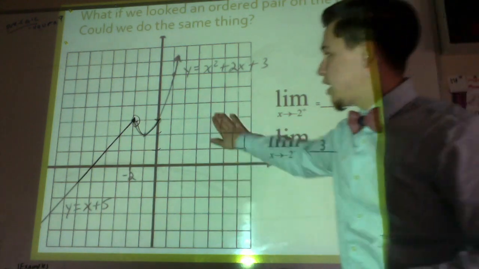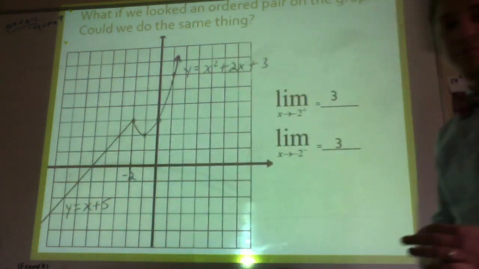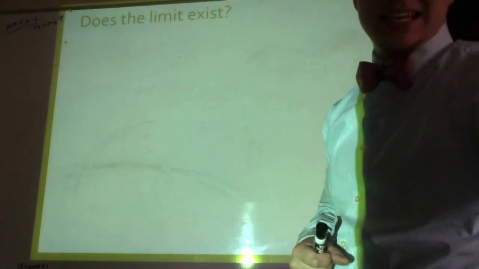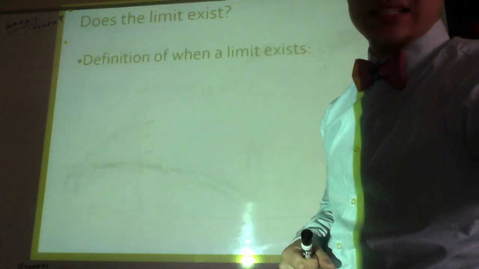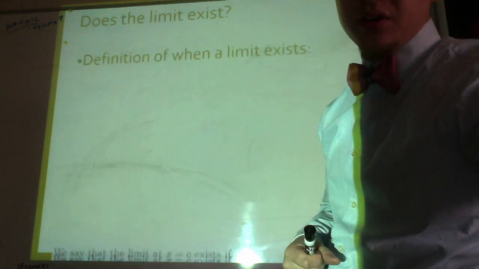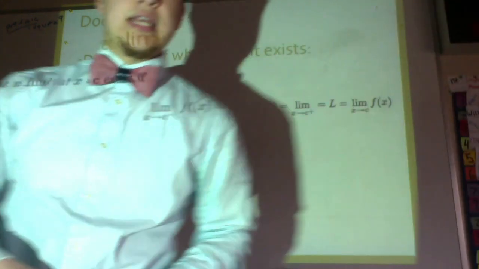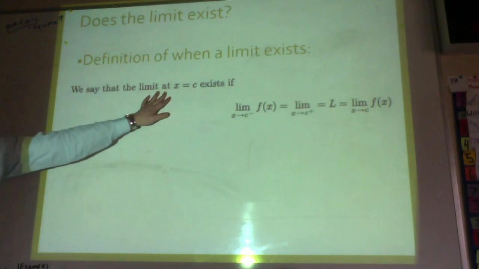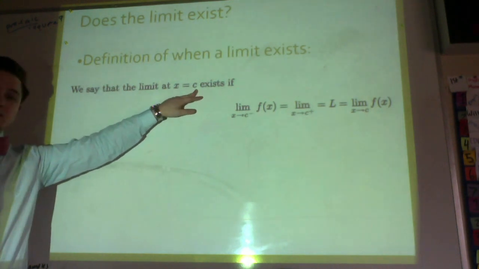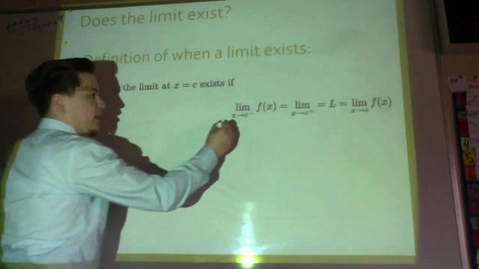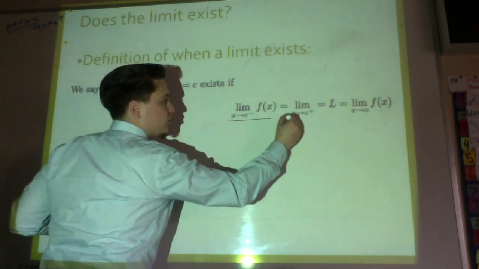Take some time to think about that. Again, pause it when you need. So, does the limit exist? The definition of when a limit exists, and I want you to write this down into your notebook. We say that the limit exists at x equals c. It exists if this is equal to this.